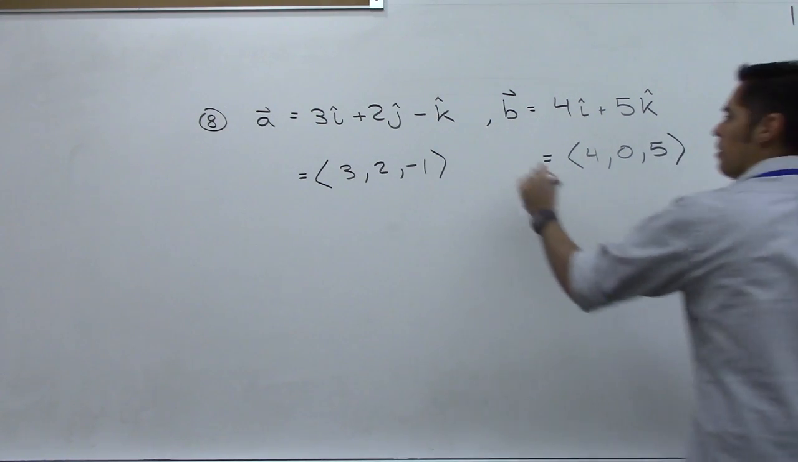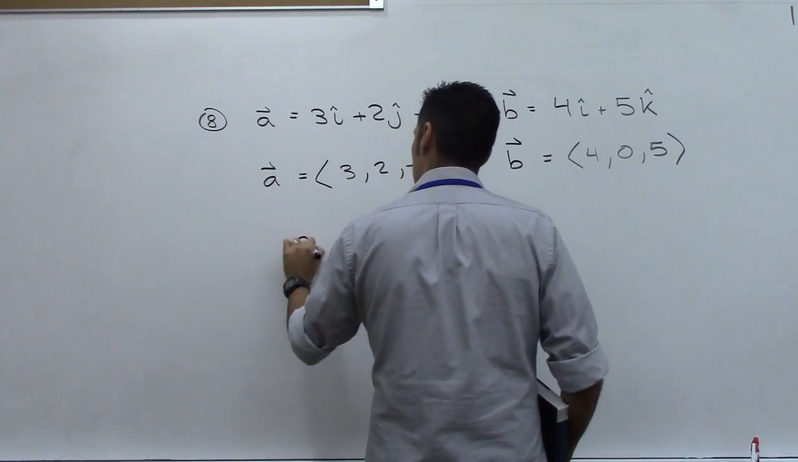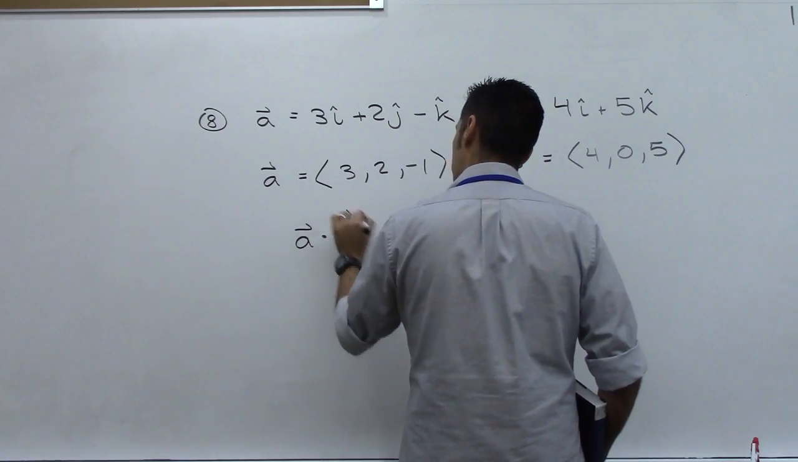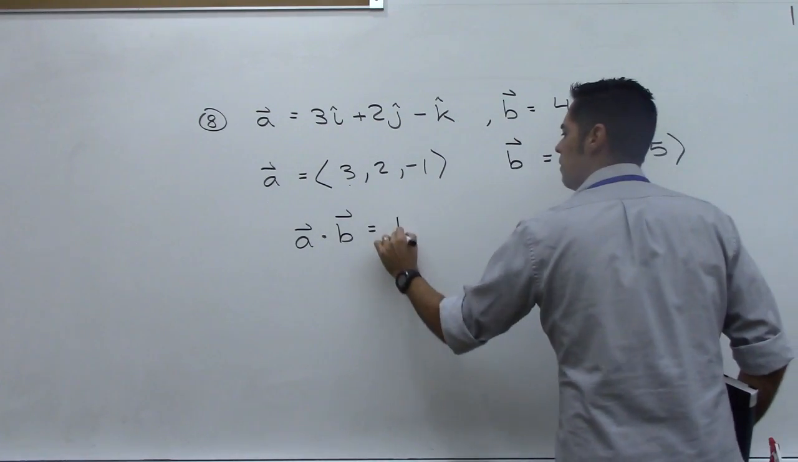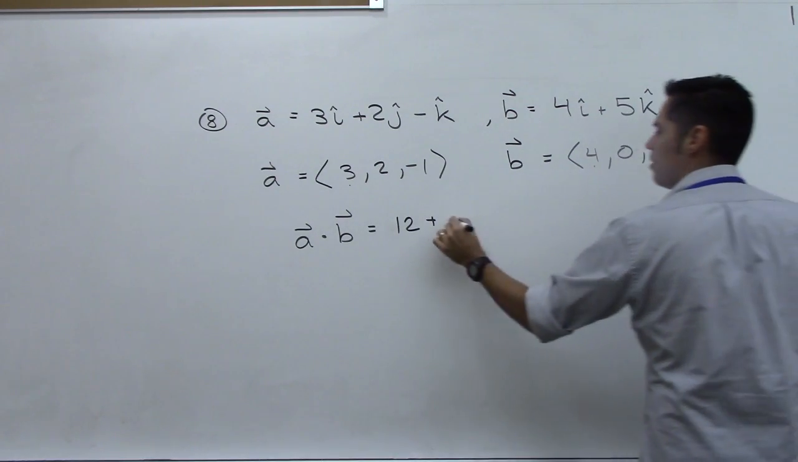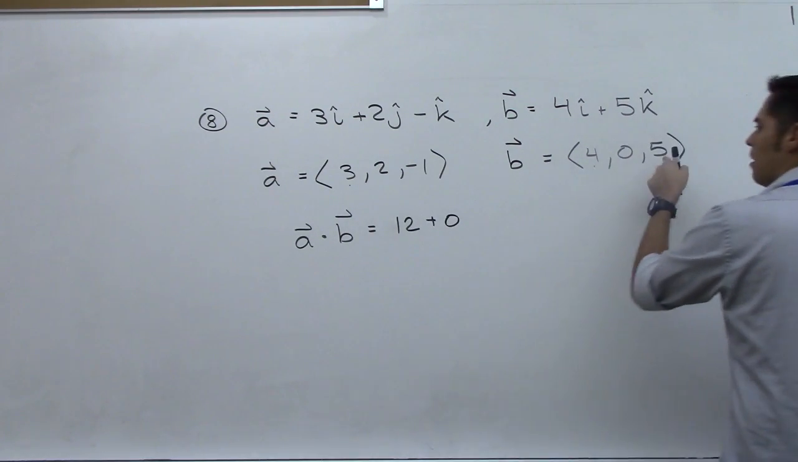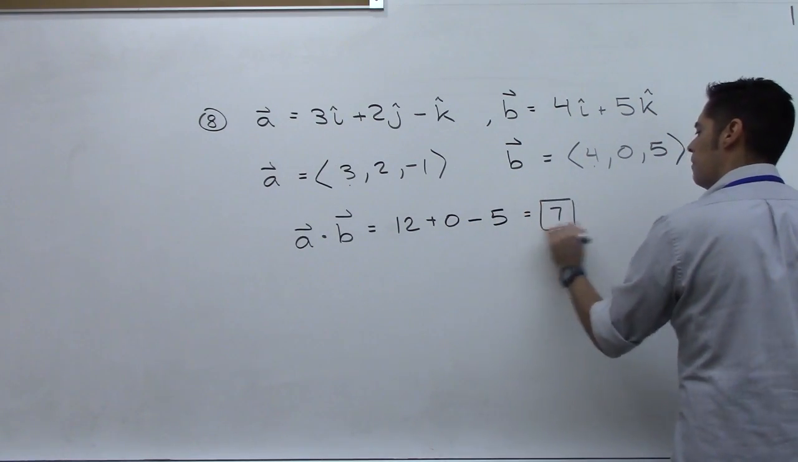And so we can now take the dot product. So A dot B will be equal to, we're going to multiply 3 times 4, which is 12. Then add to that 2 times 0, which is 0. Then -1 times 5, which is -5. And that gives us 7.